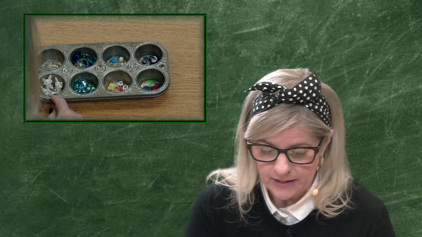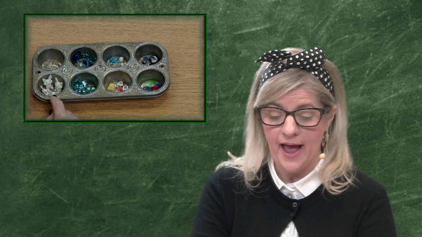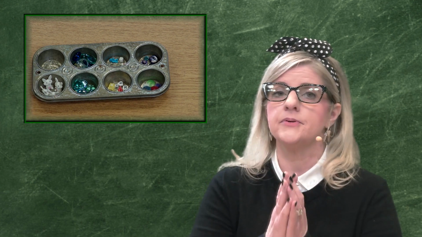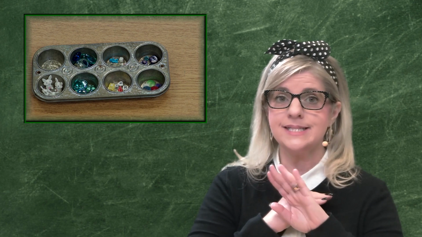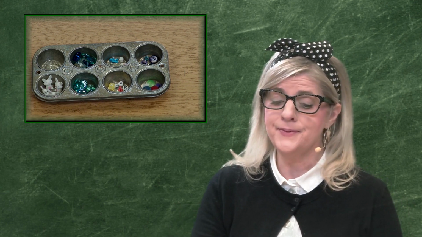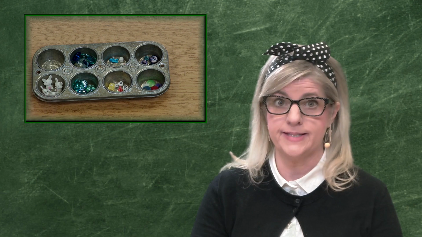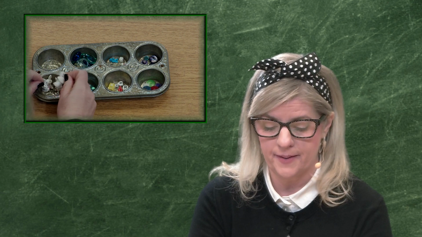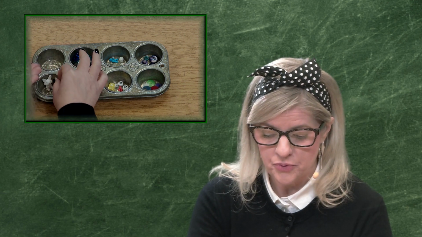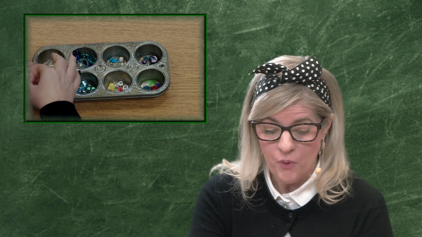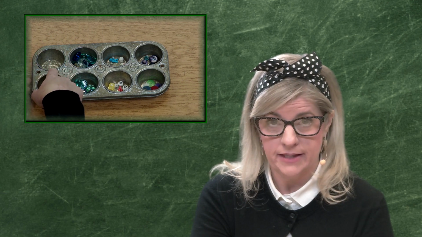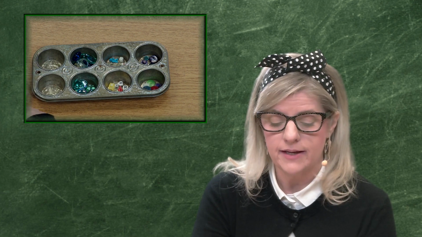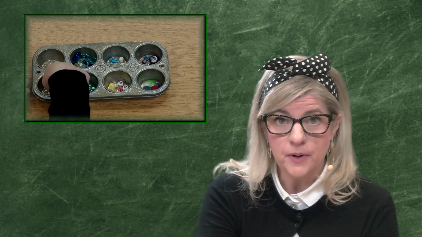My bunnies right here are in one of my tins, and this one's empty. So I know if it's empty, that means it's 0. Remember, when we say 0, that means nothing is there. I don't know about you, but I much rather have 4 cookies than 0 cookies. So on this side, I have 4. Let's count them. 1, 2, 3, 4. And in this muffin tin, I have 0. So I know that 4 bunnies is greater than 0.